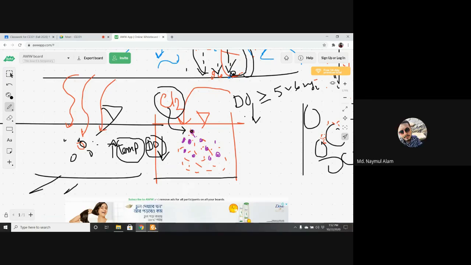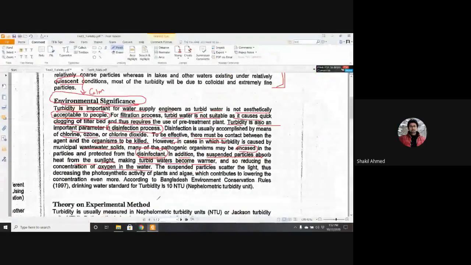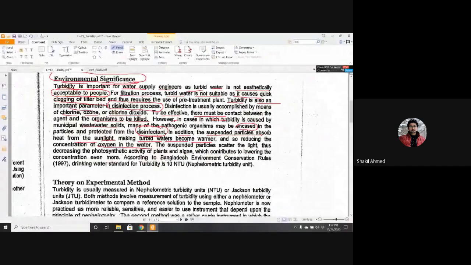Okay. According to Bangladesh Environmental Conservation rules, drinking water standard for turbidity is 10 NTU. What is NTU? This is a unit. For example, the weight of mass is in kg. The measure of turbidity is in NTU. What is NTU? NTU is a nephelometric turbidity unit.